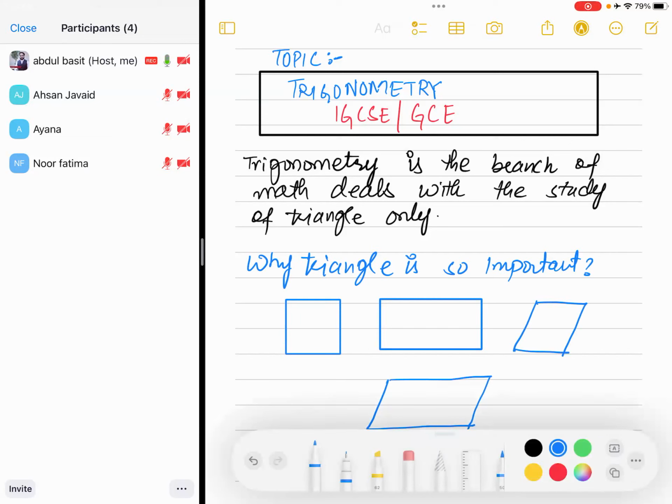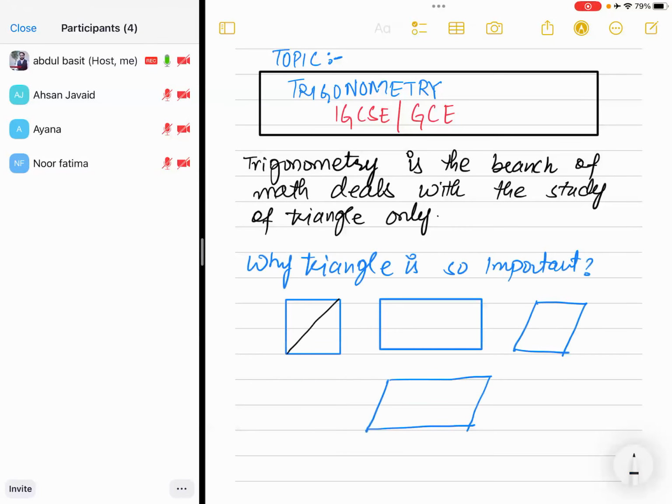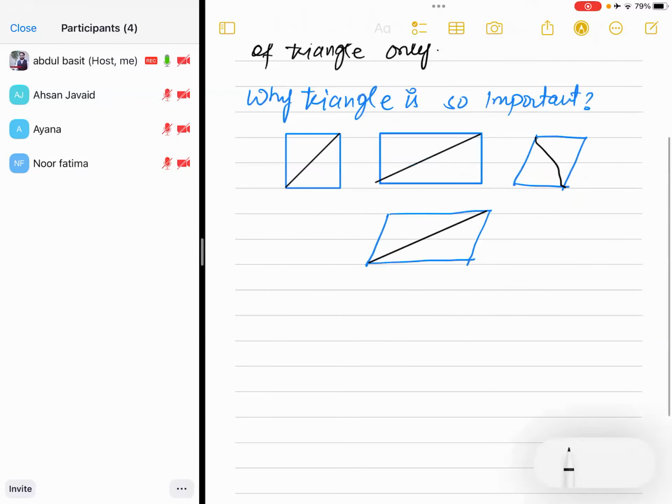So in each and every shape, we can make a triangle, right? Yes. So in every polygon, we can split the polygon into different triangles. So that is the reason triangle is very important in mathematics. Technically, first of all, we need to study what a triangle is. Then we will study the details.